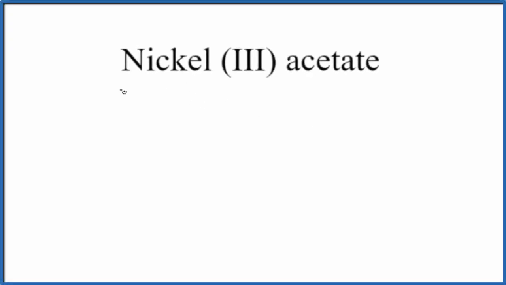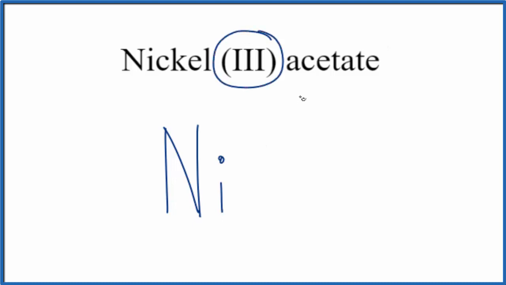To write the formula for nickel 3 acetate, let's first write the element symbol for nickel. That's just Ni. Nickel is a transition metal, and this Roman numeral here, this 3, tells us that it'll have a 3+ charge on it. So because we have this charge here, and we have this transition metal and a polyatomic ion, we're going to have to think about charge when we write the formula for nickel 3 acetate.